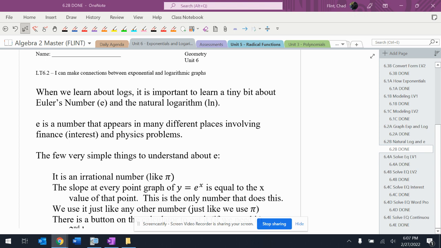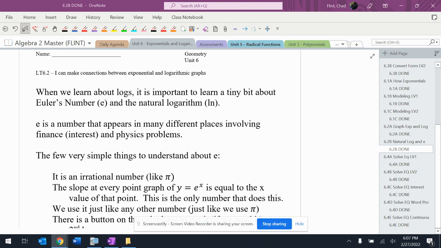Take a high-level math class. They'll spend a ton of time on this because it's actually a super important number. It's like pi. It just appears in problems and it repeats itself. It keeps coming back in other kinds of problems continually in mathematics and physics and finance and lots of different places.